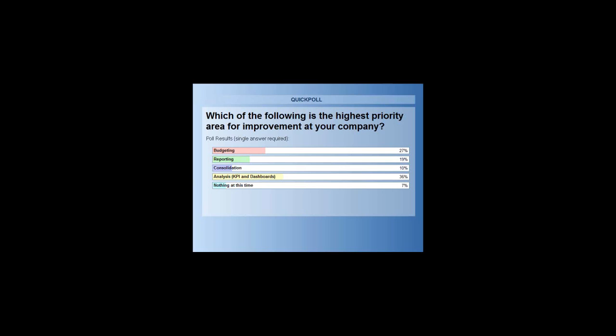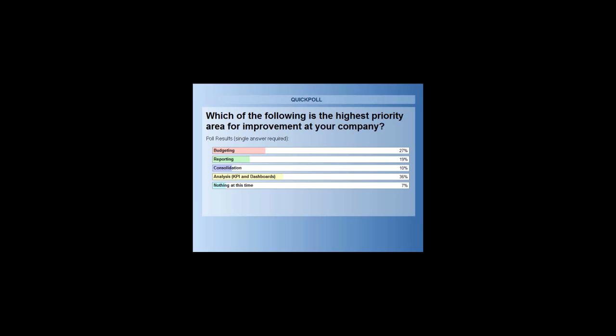Interesting here, of course, we're talking about budgeting and forecasting. And that was one of the top items, but analysis is the top item, and I think a lot of folks are trying to get the budgeting and forecasting processes done more quickly so they have more time for analysis. Praz, what's your take on these numbers?